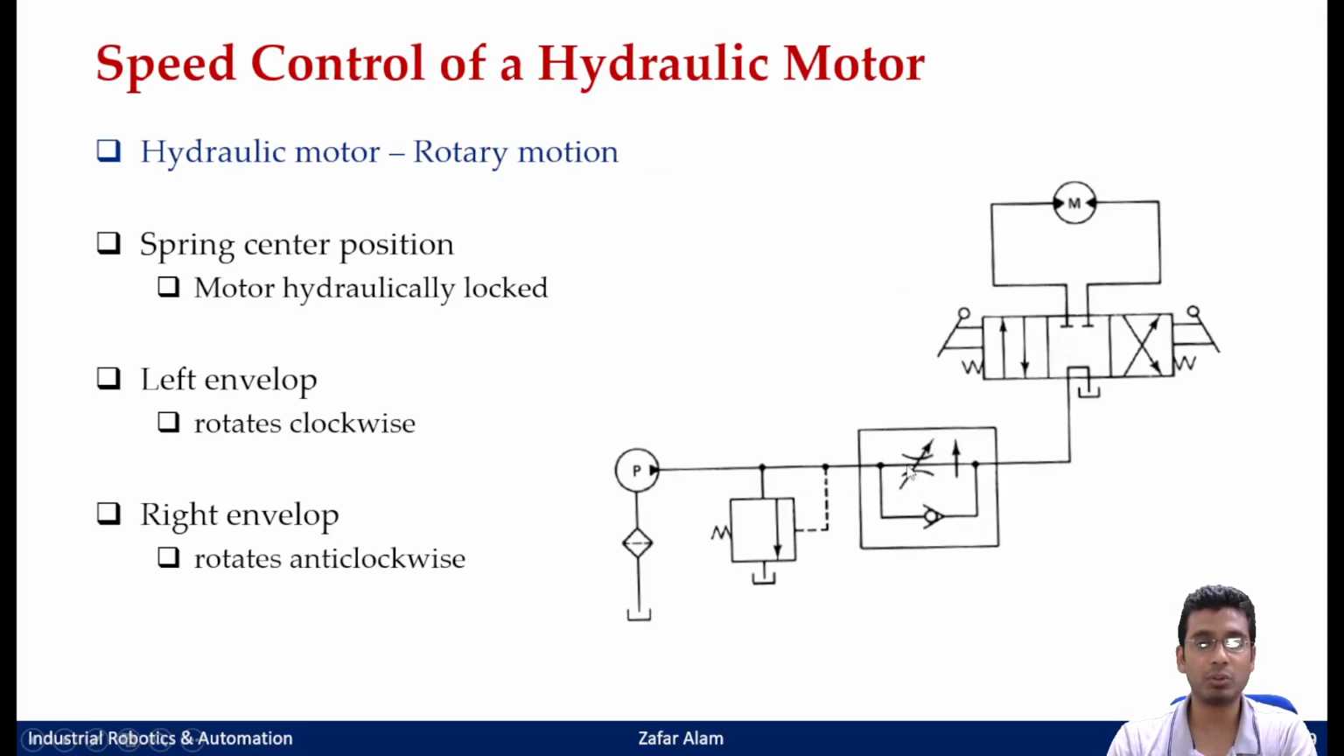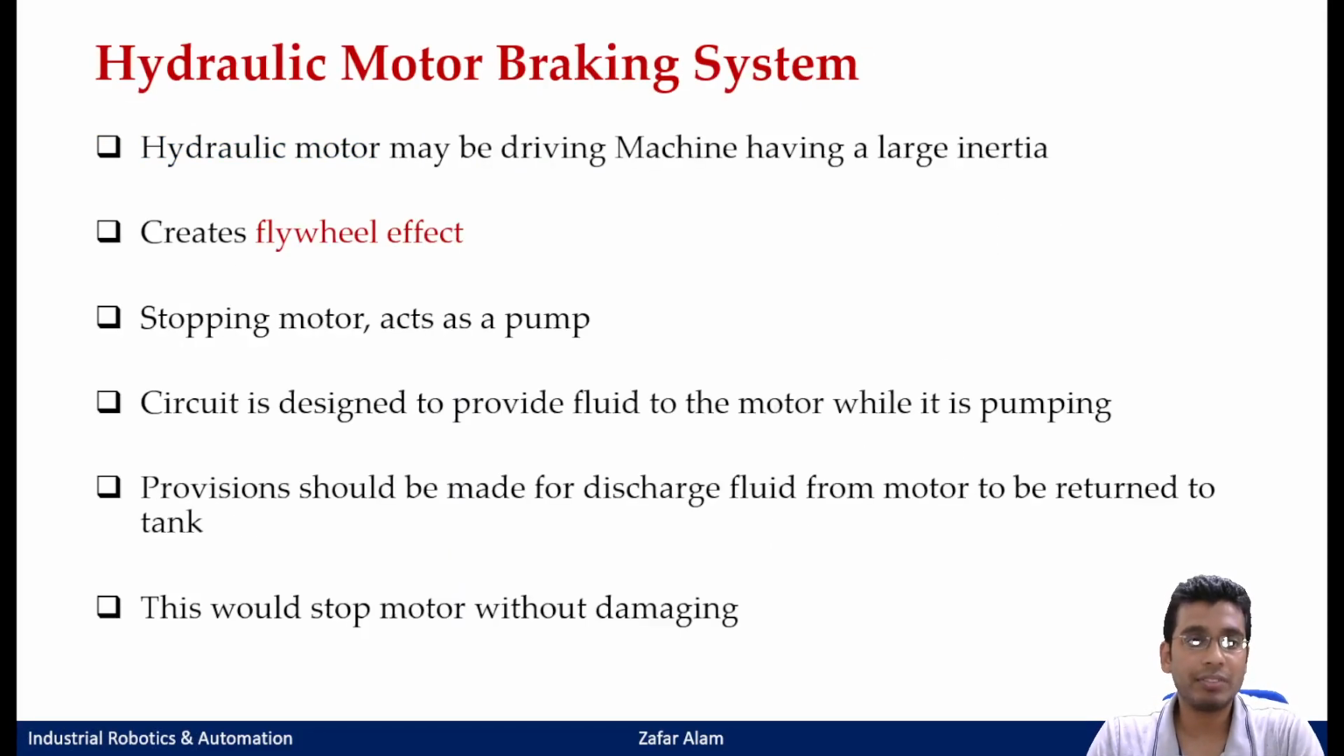So whenever you constrict the orifice, the motor would rotate clockwise, and the speed would get controlled by adjusting the opening of the orifice size. So this is how you can control your hydraulic motor. After this, we will see how hydraulic motor braking can be done.